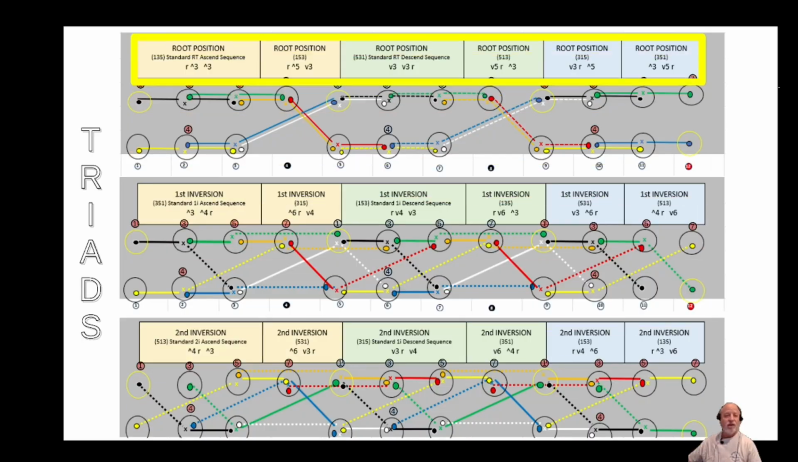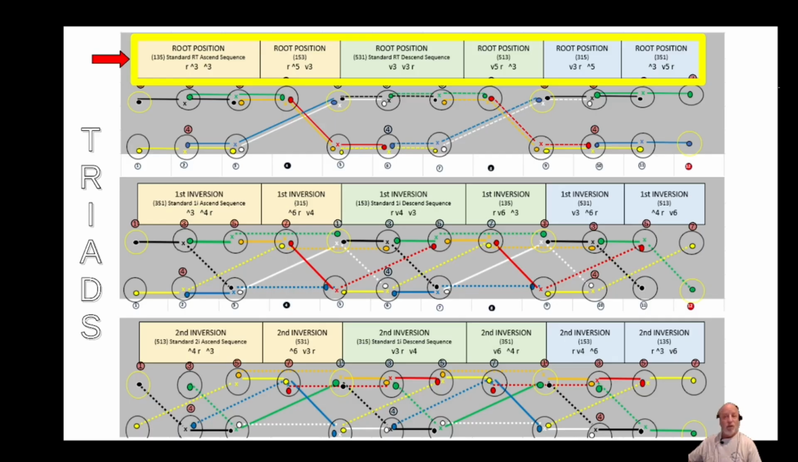So we are starting with the top row, root position triads, and you can see the 6 patterns. The one on the left is 1, 3, 5. And then the second one, the beige color, is 1, 3, 5, and then the 1, 5, 3. And those are the standard ascending triads. And then on the green ones, it's 5, 3, 1 and 5, 1, 3, and I call those the standard descending sequences.